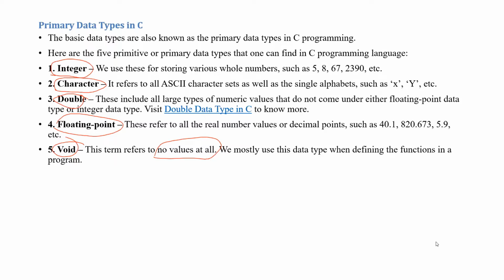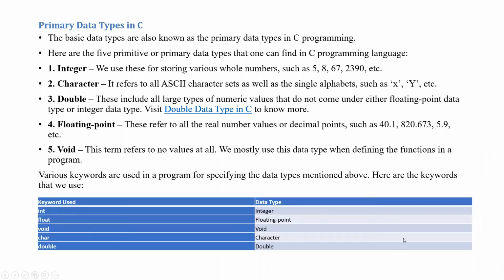These will be technically defined with keywords like this. For integer, we can use the keyword int. The technical term in C programming for integer type of data is int. For floating point data, we can use the data type called float. For void type of data, we can use void. For character type of data, you can use char. And for double type of data, you can use double.